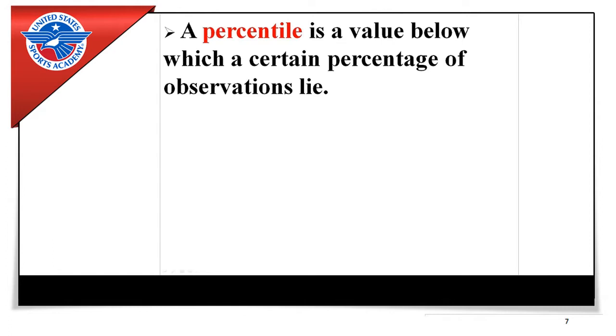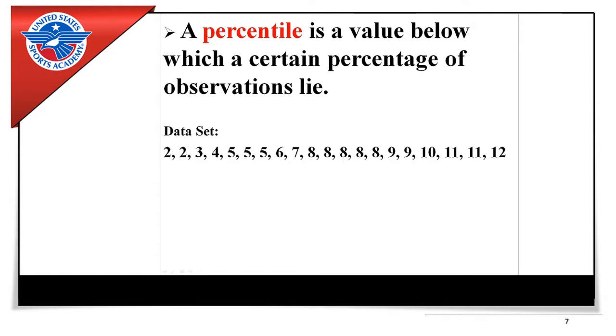Now, a percentile is a value below which a certain percentage of the observations lie. So let me show you what that means. Here's a longer data set. It goes from 2, 2, 3, all the way up to 11, 12. Now I could ask you, what is the percentile ranking of 10? So we have 10, and basically I want to know what percentage of scores lie below that. All these numbers that I have here in blue are scores that are below 10.